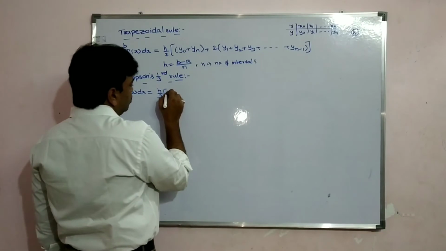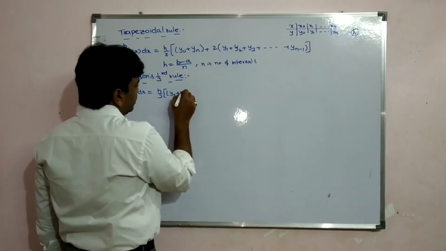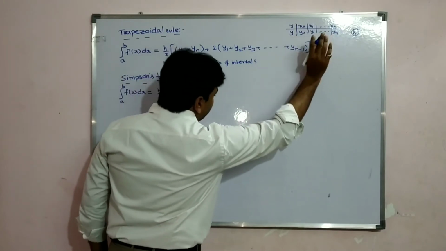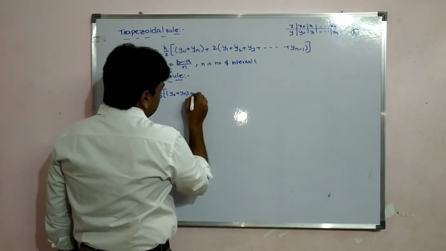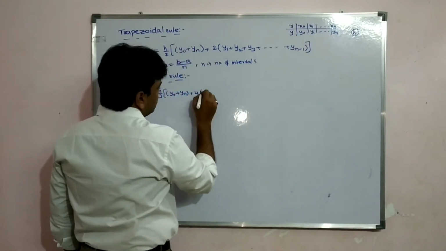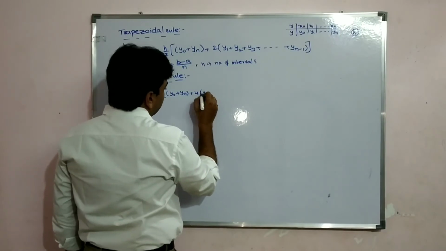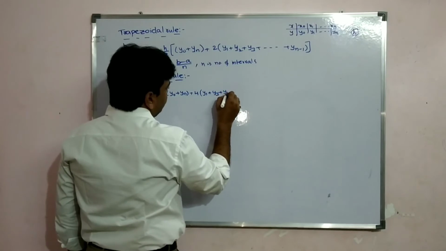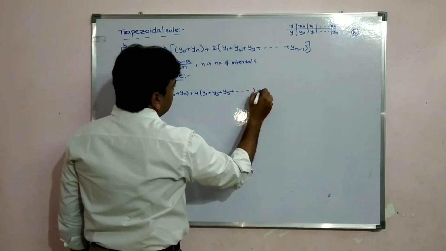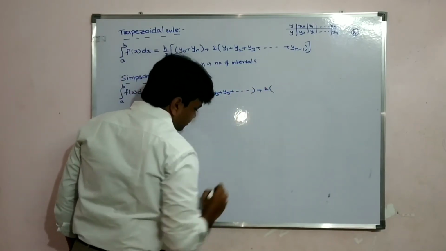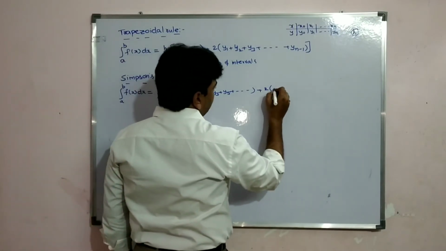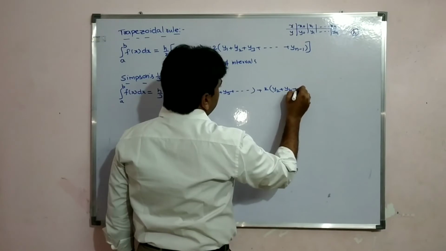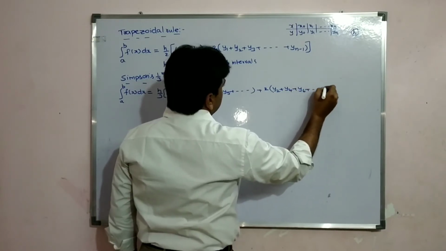h by 3 into, again you write y0 plus yn. What is y0? Initial value. What is yn? Final value. Plus you multiply with 4, students, odd terms. What are the odd terms, students? y1 plus y3 plus y5 plus and so on, plus multiply with 2, students, even terms. What are the even terms? y2 plus y4 plus y6 plus and so on.